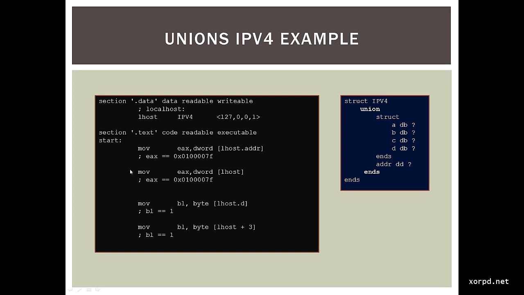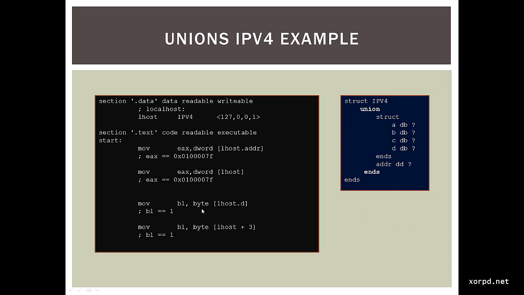Next example. We can just read like this, move EAX dword lhost. And basically, the label lhost is exactly the same as the label lhost.address. Both of those labels point to the same location. This is not very new. I just put it to make sure that you get a connection between what you have learned before and what we have seen right now.